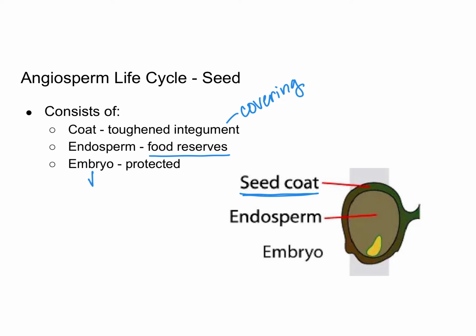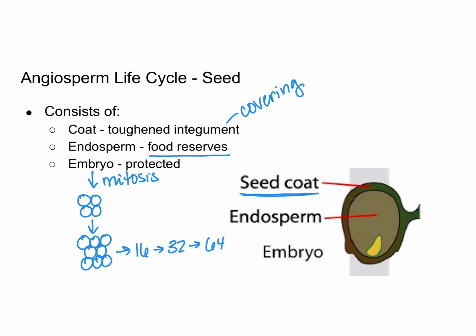Remember, this embryo is just going through mitosis in order to make more and more cells. And so we start out with just a couple cells in the embryo. That number doubles. Eventually we have 16 cells, and then 32, 64, et cetera, until we end up with a flower.